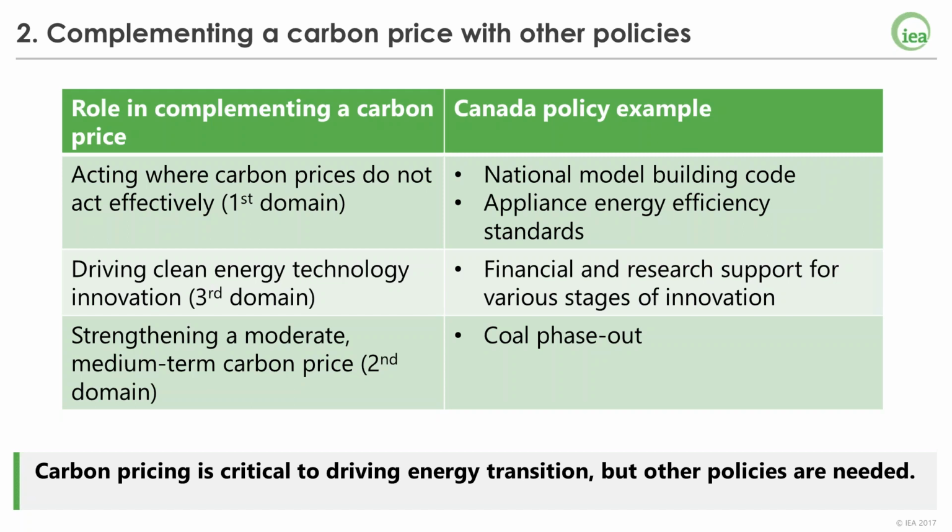However, in the real world, there is a need for other policies in various circumstances. Firstly, there's a need for other policies where carbon prices do not act effectively. This addresses the first domain that Peter mentioned earlier in the presentation, where market barriers prevent carbon prices from acting effectively. This is most notable in the area of energy efficiency improvements, where the lack of information, misaligned incentives, and also lack of access to capital, for example, mean that targeted policies to address these non-economic barriers are needed. In Canada, examples of these types of policies would be the National Model Building Code, which will be strengthened in the future, as well as appliance energy efficiency standards.